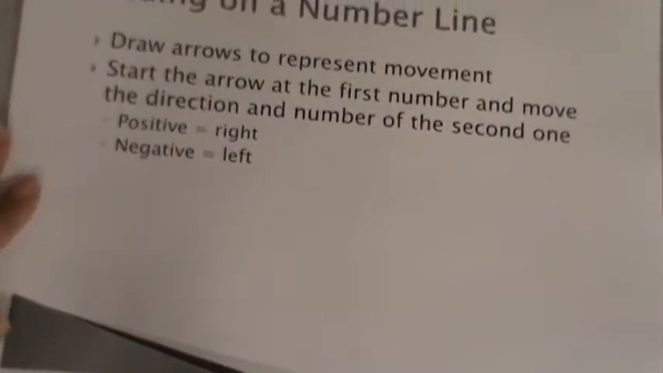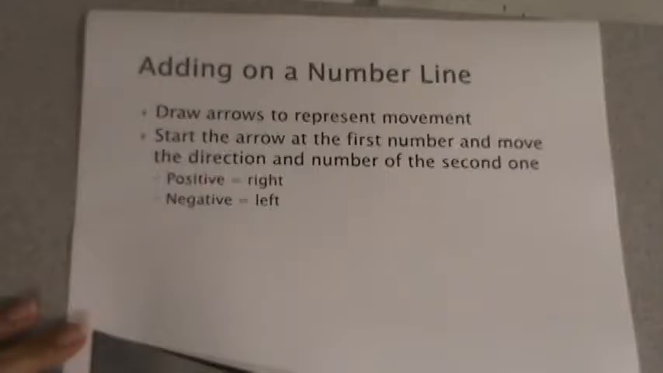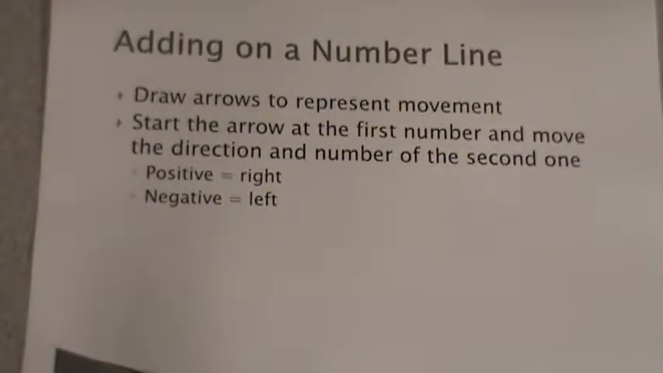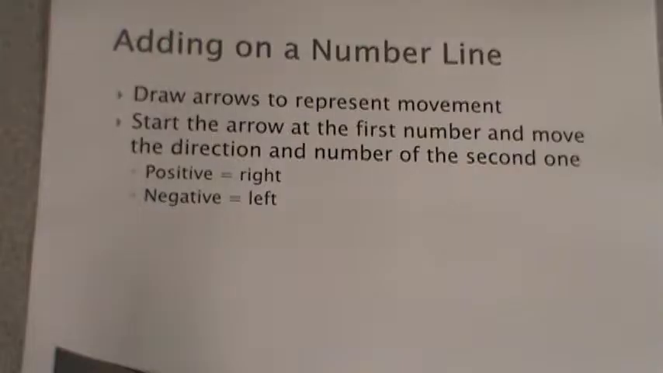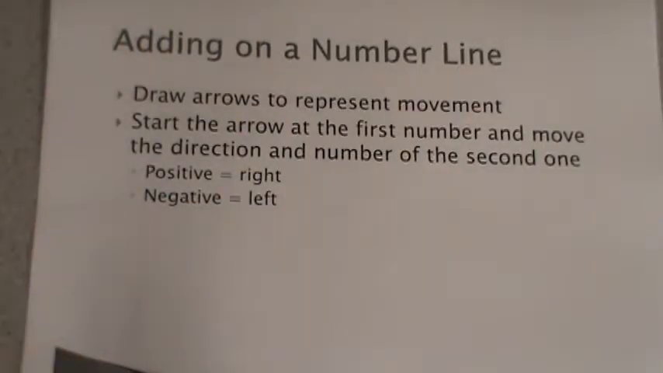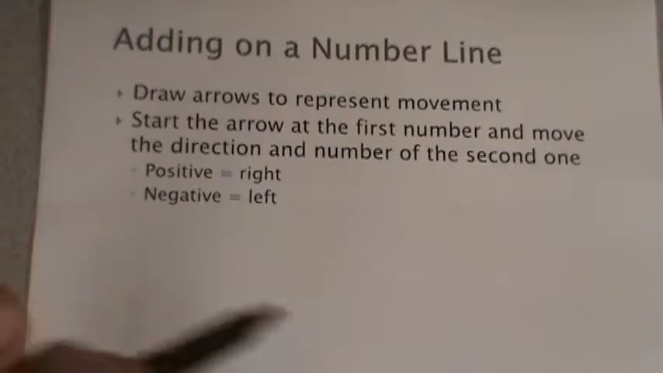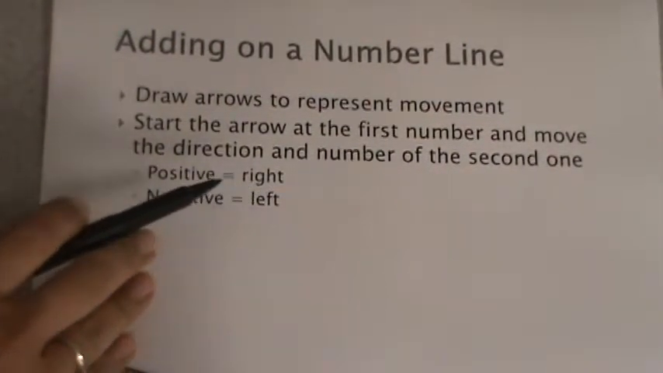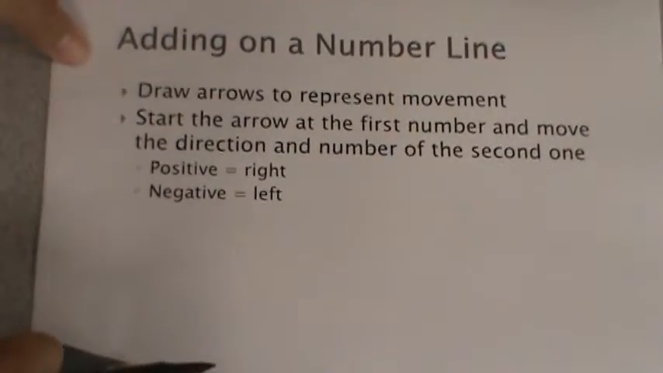First thing we're going to look at is how you would do this on a number line, because it's something visual. So if you're someone who does not like memorizing the rules of adding and subtracting integers, this would be a great way for you. We draw arrows to represent the movement. Start the arrow at the first number of the problem, and move the direction and number of the second one. If your second number is positive, you're going to go to the right, and if it's negative, you're going to go to the left.